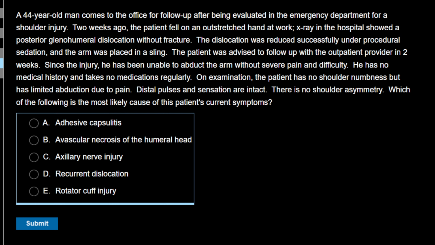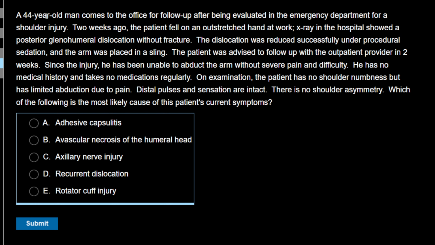Hello guys, again let's do the next question. These questions have no answer shown, so we don't know the answer. In your mind you can pick which option you would pick. It's good for practice. Okay, let's read. Let's start.